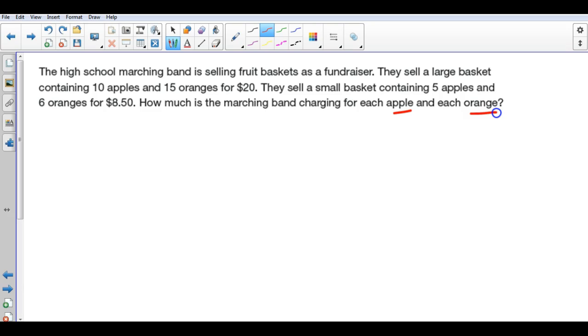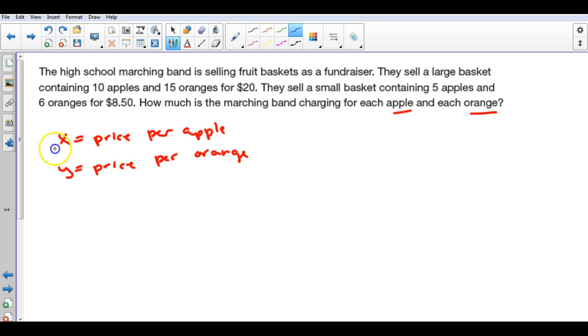So the first step here is to define my variables. I'm going to let A be the cost of apples. Actually, I'm going to use X and Y, because if I use A and O, my O's are going to look like zeros. So I'm going to let X be the price per apple, and I'm going to let Y be the price per orange. And again, that's a very important step, just to define the variables. You can usually grab that information from the last sentence here where it says how much are they charging for each apple and orange. So that means that the cost is the variable, not the quantity here.